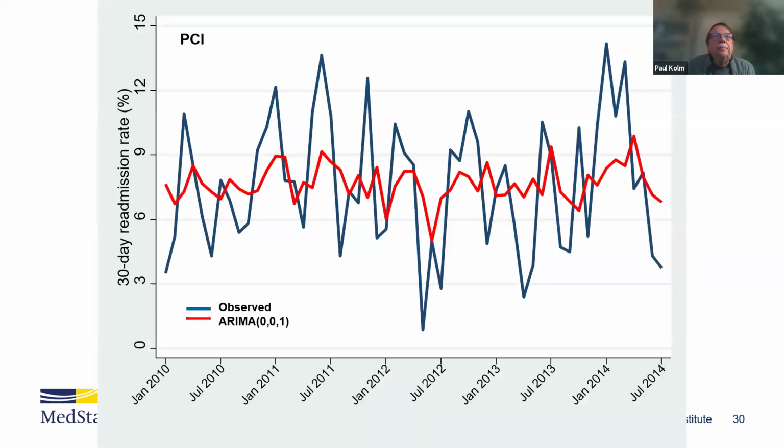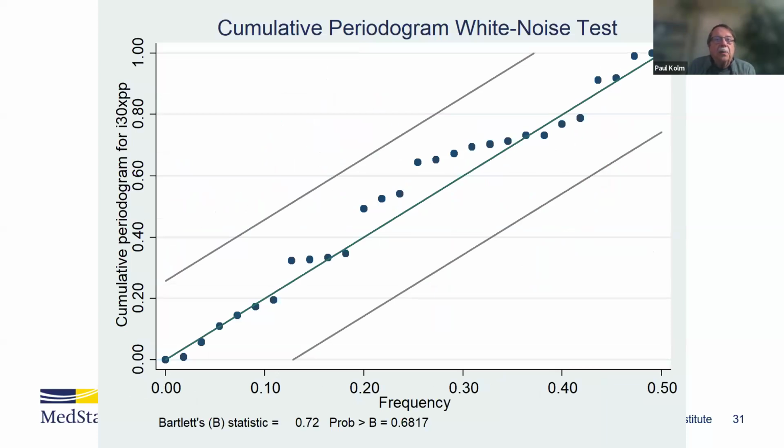So here is our 30-day readmission rate. So we have the observed time series and then overlaid with our different models. And so here's the one where we have just the moving average model overlaid. And even though that's not our best fitting model, we can see that now our test for white noise is not significant, which is what we want.